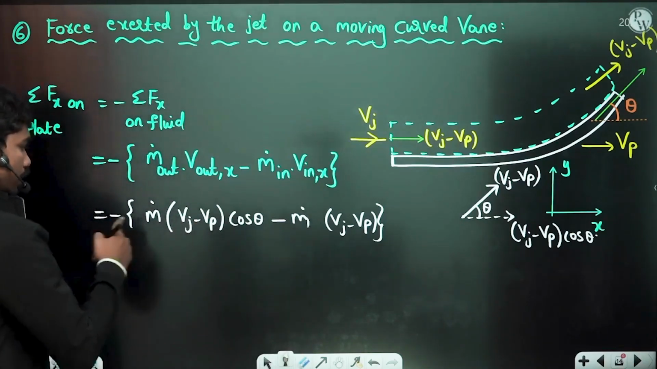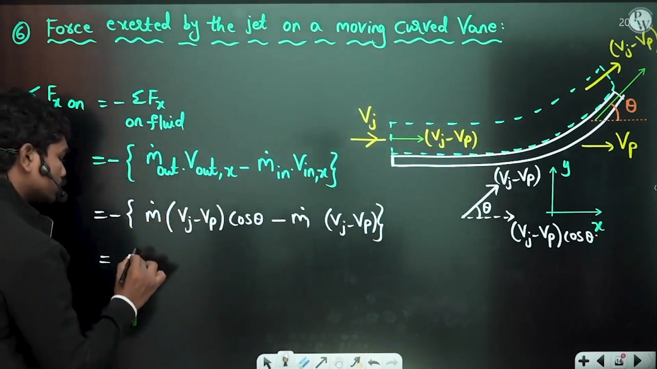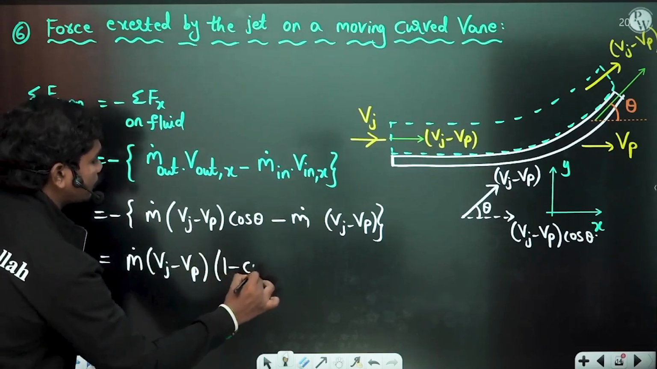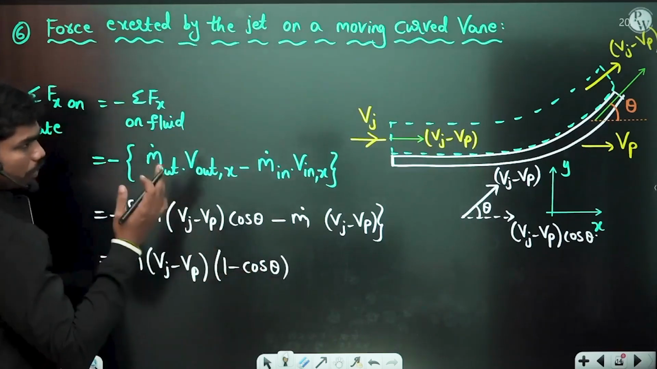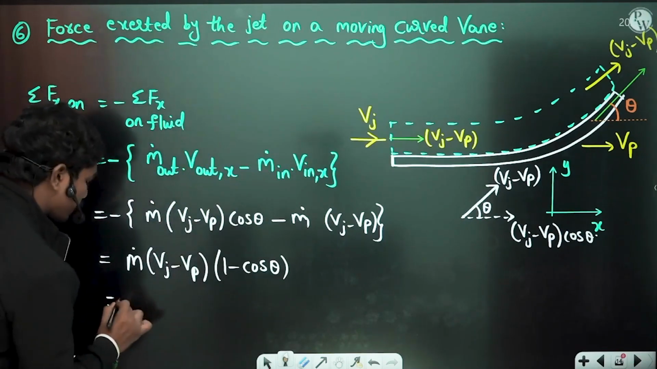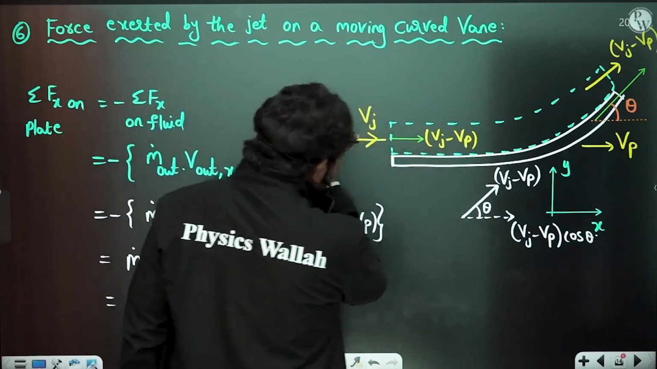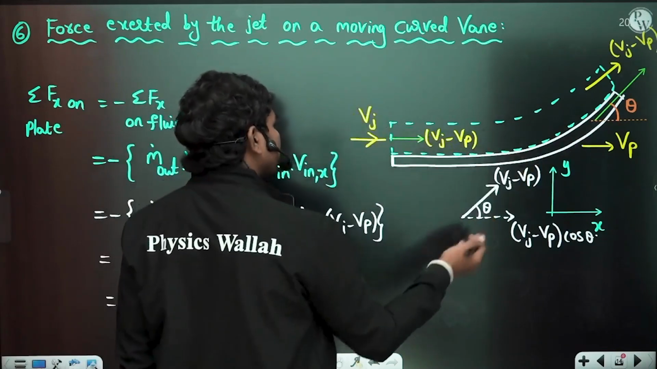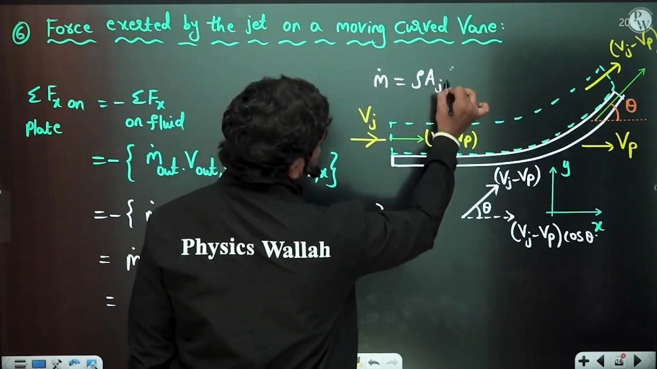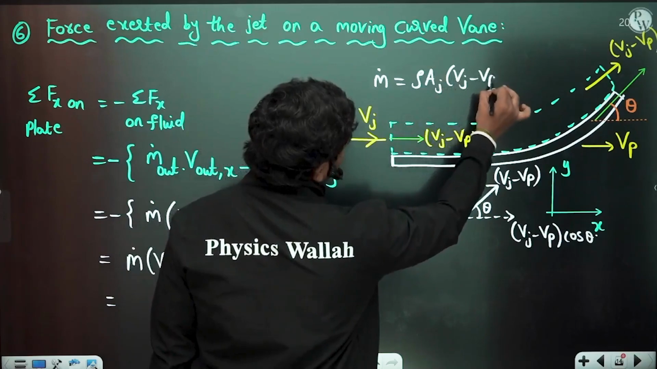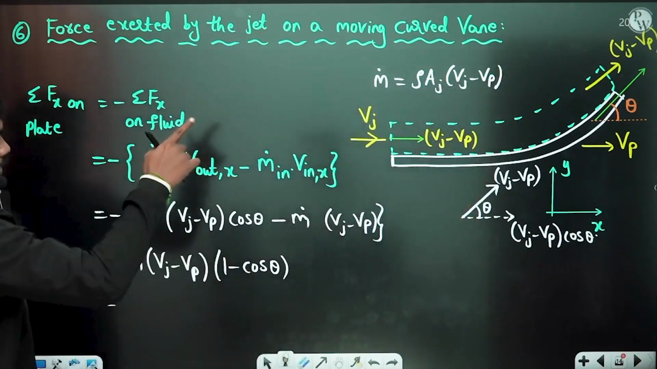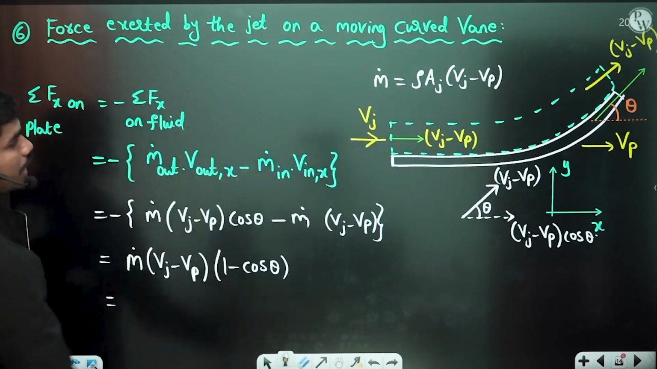Now if you delete this minus sign, you have m dot times Vj minus Vp times 1 minus cos theta, correct? Some part of the momentum is decreasing in the outlet direction, so this is 1 minus cos theta. Whenever the fluid enters the control volume, the plate is actually moving, so the net effective m dot, written with relative velocity, is rho Aj times Vj minus Vp. That's the mass flow which is entering the control volume.